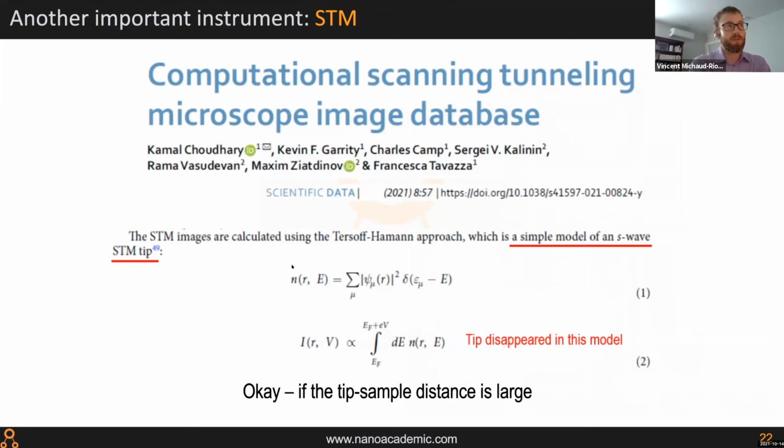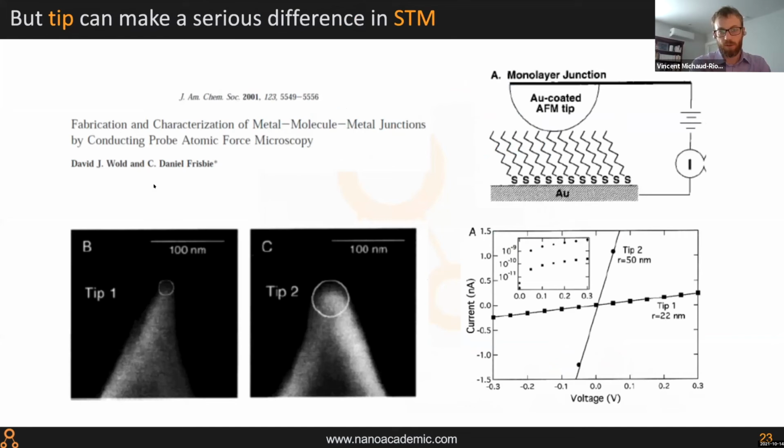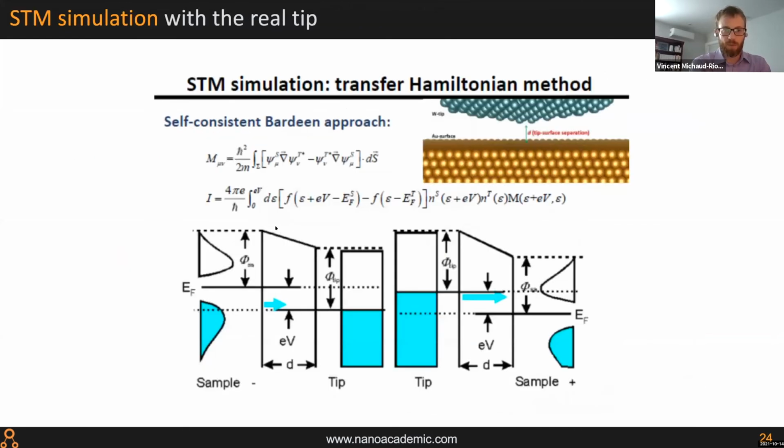I think I'm pretty much out of time, so let me just skim over this section. We also have a feature where we can calculate the current in STM. In STM, the tip is also a major factor in the experimental data. Here it's showing 2 different tips and completely different voltage versus current curves depending on the tip. We implement a self-consistent Bardeen approach where we calculate the whole system, split the wave functions for the whole system into tip and surface wave functions, and then compute the tunneling current between the tip and sample according to Bardeen theory.